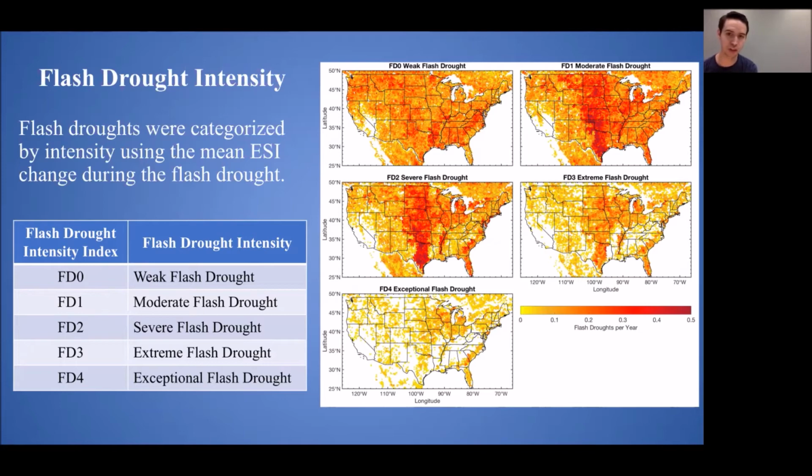But as we move up in the intensity of the flash droughts, moving into FD1, moderate, and also FD2, severe flash drought, we see a signal appear. And this signal appears over the Great Plains and also a little bit into the Midwest as well. There's also some of those local hotspots like the Mississippi embayment and the Southeast United States, like I mentioned before. So we see that the moderate and severe and some of the extreme flash droughts occur in the Great Plains, but the most exceptional flash droughts, shown in the bottom right panel, actually occur in the Midwest region of the United States, and a little bit also in the Great Plains, but actually mostly in the Midwest region.